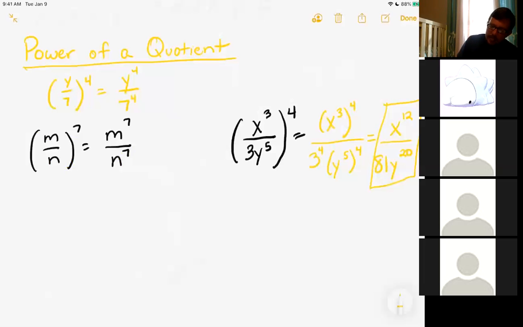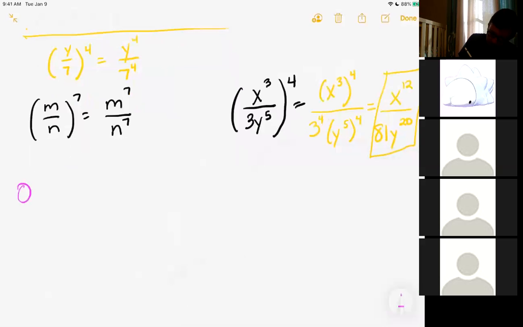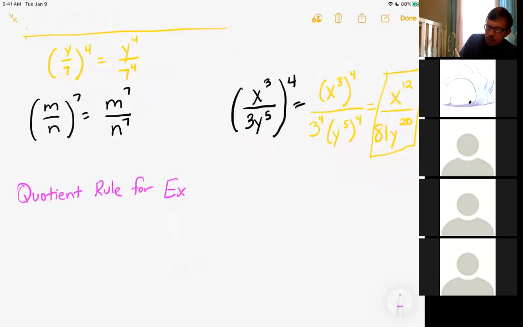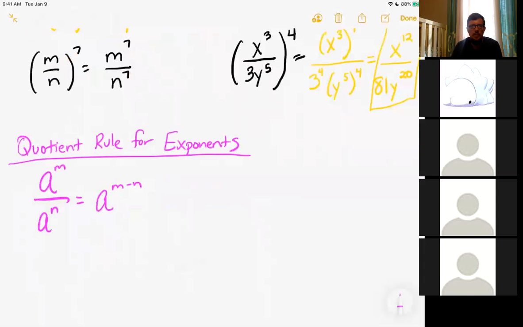Okay. Now let's move on to one that is a big deal. The quotient rule for exponents. And the quotient rule for exponents says this. If you are dividing two things that have the same base, the way you put them together is by subtracting the exponents. And that one's a big deal.